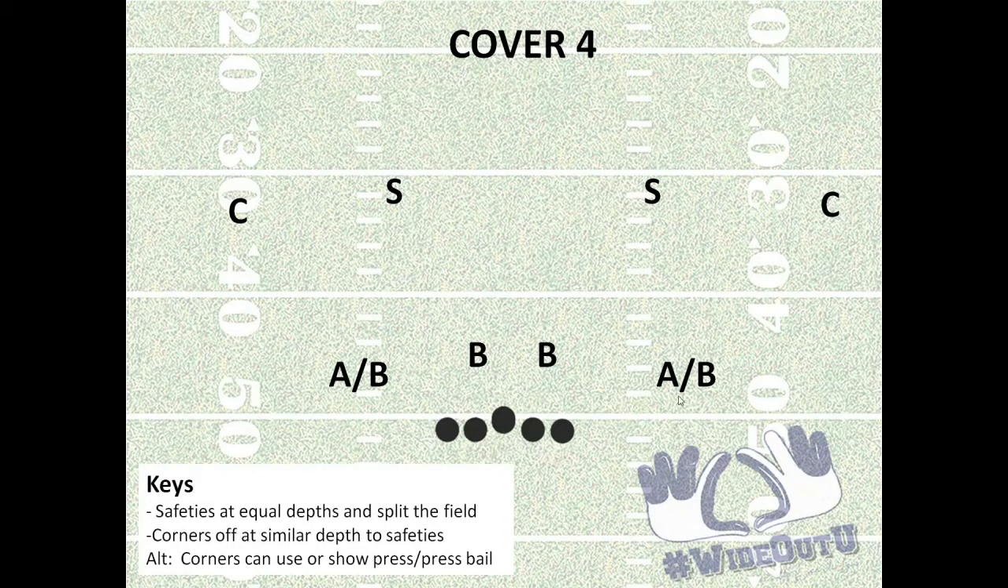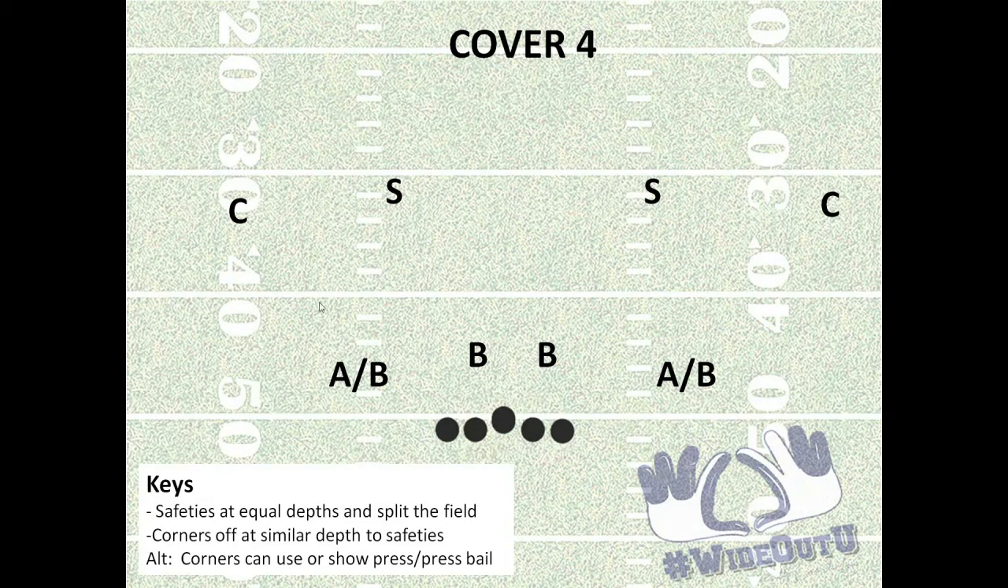When you see AB here, that means it's going to either be an alley defender or a backer, which means if we're in 10 personnel, those will probably be alley defenders. If we're in 11 personnel, one of them will be an alley defender, one of them will be a backer. Obviously, if we're in empty, they're both alley. And 12, they might both be backers. And 21, they might both be backers. So that's what the AB is referring to here in this section right here.